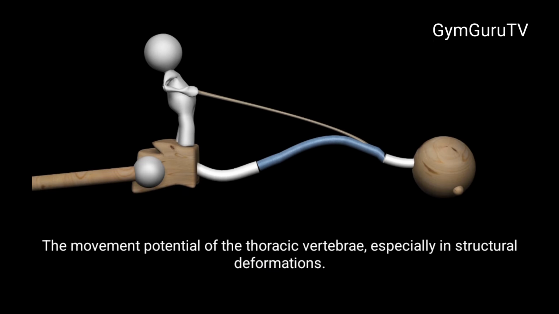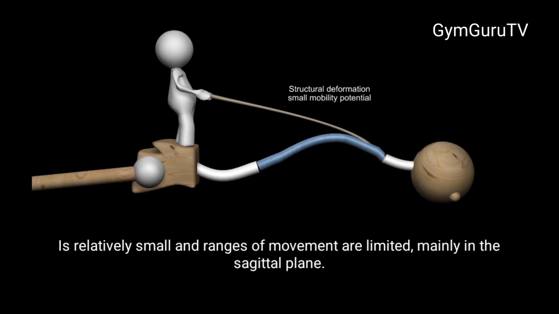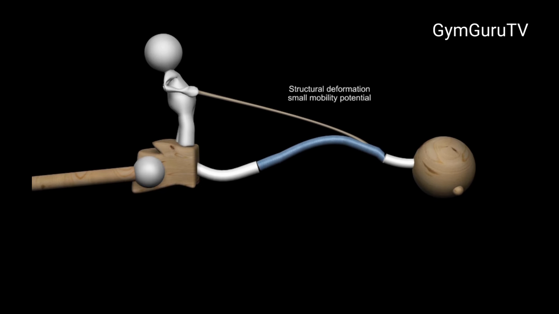The movement potential of the thoracic vertebrae, especially in structural deformations, is relatively small and ranges of movement are limited, mainly in the sagittal plane. Structural deformation, small mobility potential.